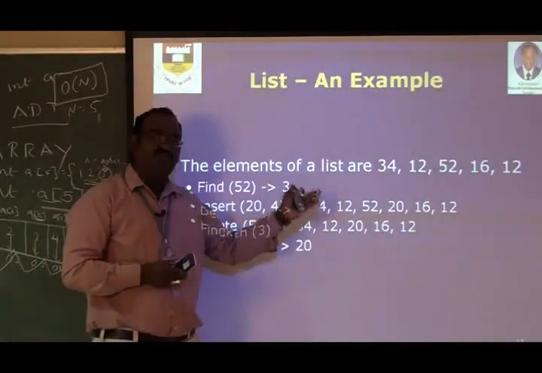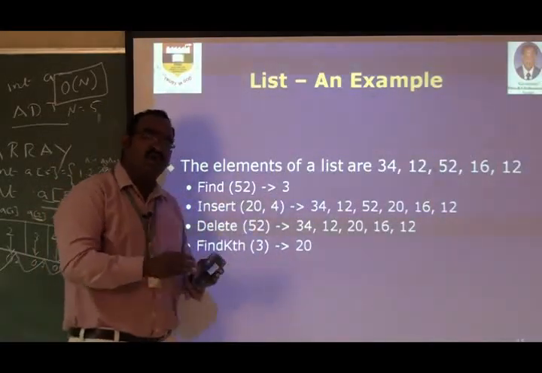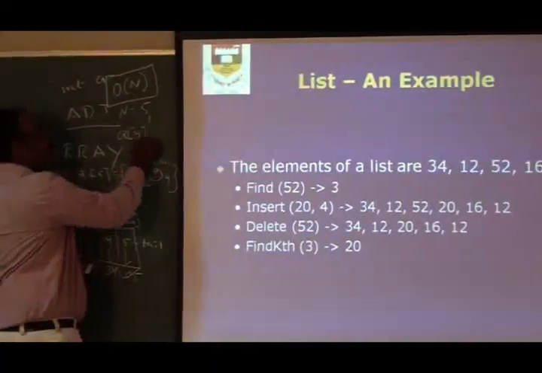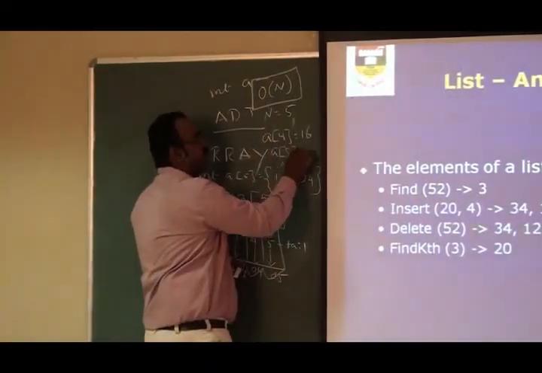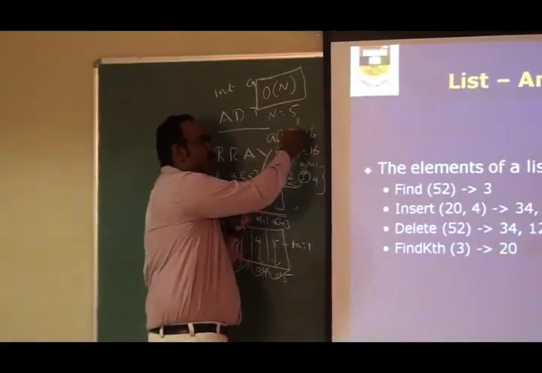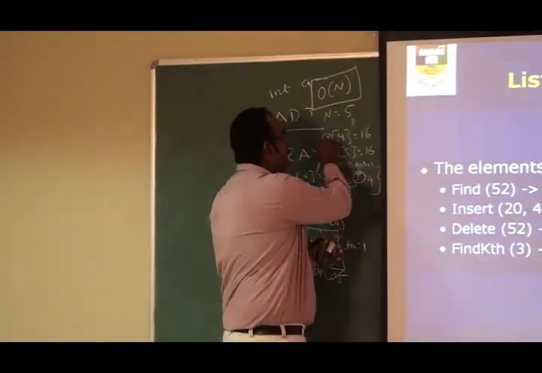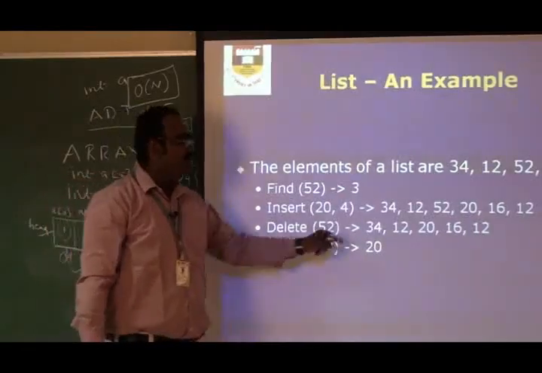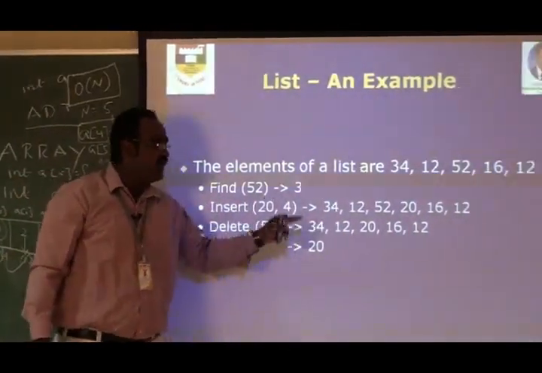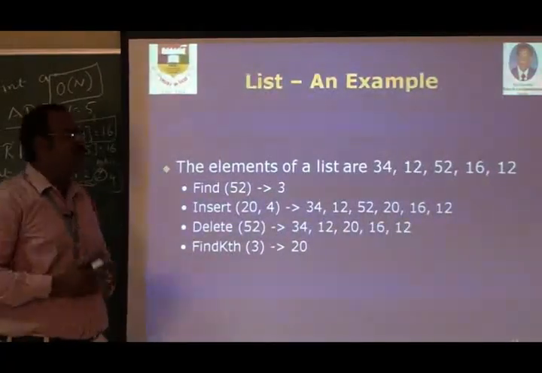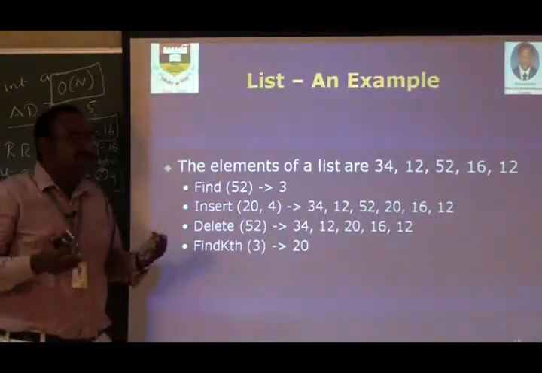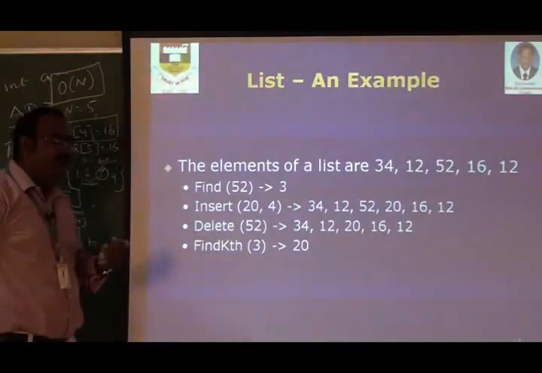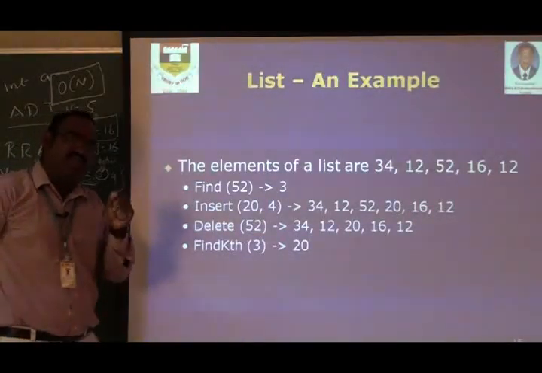So 34, 12, 52, and now the fourth position is 16. So now we are moving the fourth position to the fifth position. 16 is now in A of 4, and it is going to be in A of 5. We are moving the data from the fourth position to the fifth position, which makes A of 4 empty. Then only can we easily insert 20 at that position. So after 34, 12, 52, we insert 20. 16 moves to the fifth position and 12 to the sixth position. That's why the length of the list is now 6 after adding 20. Now we are going to delete 52. To delete 52, we have to find the exact position of 52.